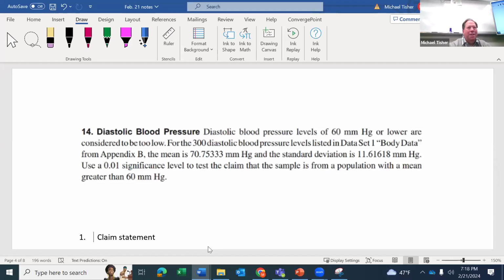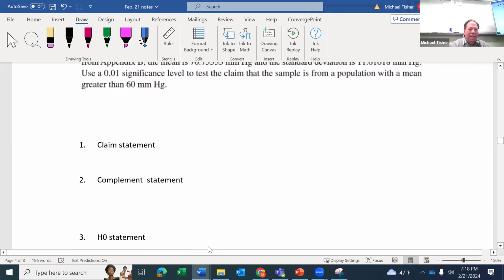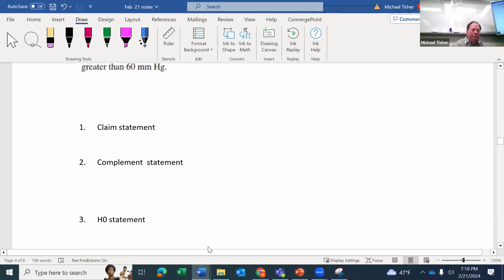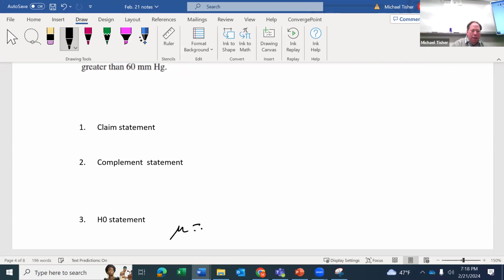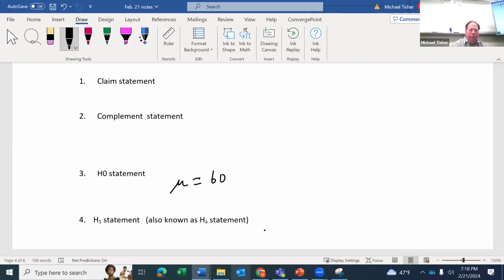All right, what's the H0? Very good, equals 60, right? All right, about HA, you might have that one. Very good, greater than 60, yes. All right. Okay, so if you can do all that without the claim complement, that's fine. So is everybody okay with how we got H0 and HA in this one?